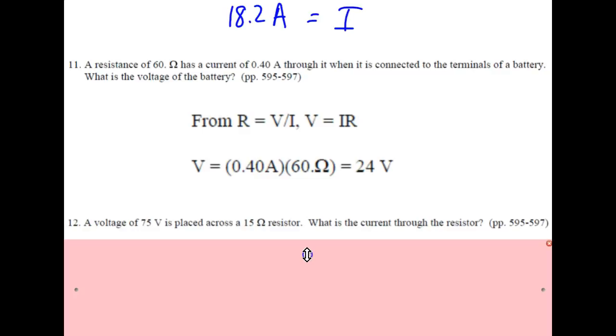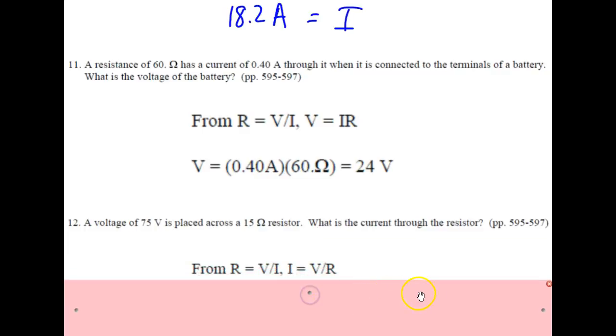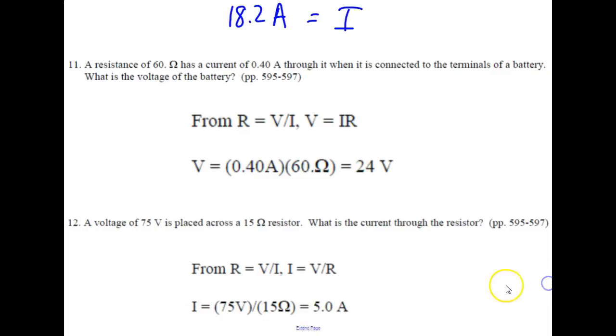Number 12, a voltage of 75 volts, that would be V, placed across a 15 ohm resistor, that would be R. What's the current through the resistor? Again, they're asking you to use Ohm's law, solved and isolated for the current I. So I would be V divided by R. And we take the voltage, 75 volts, divide by the resistance of 15 ohms, and that would give us a current of 5 amps.